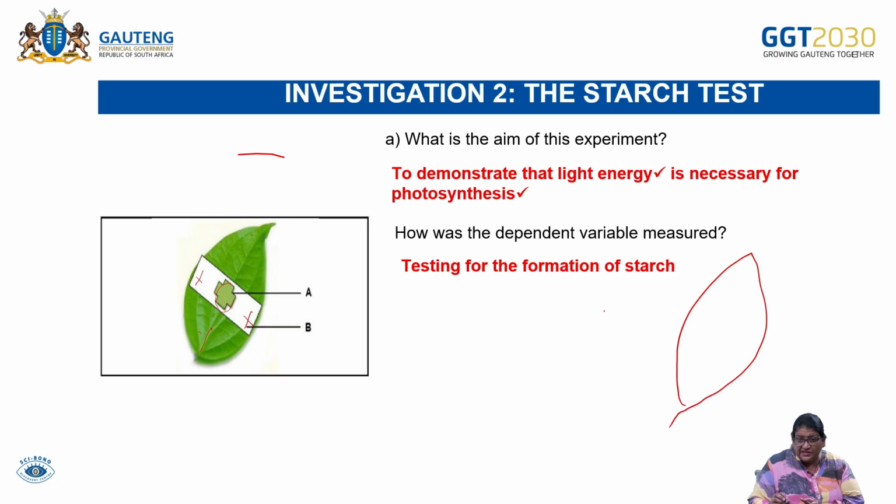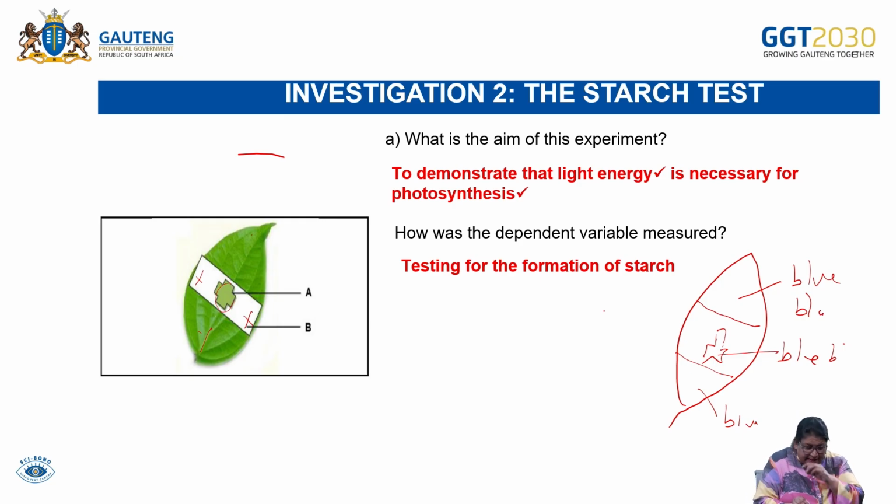When you do the starch test, all this here is going to be blue-black. All this is going to be blue-black. Even this is going to be blue-black, right? And then only here, it's going to be blue-black, because that's where starch will be formed, because these are parts exposed to light, even that little part there.